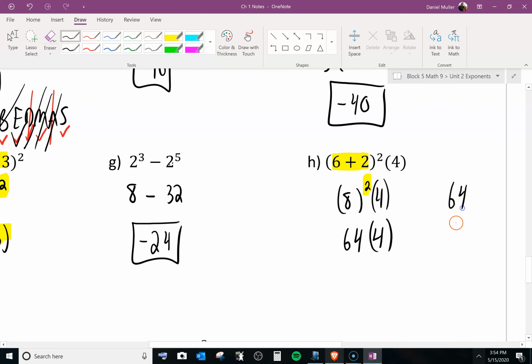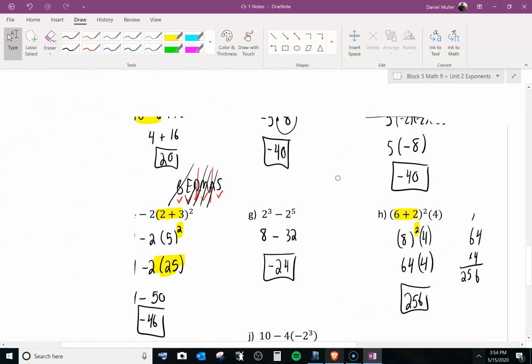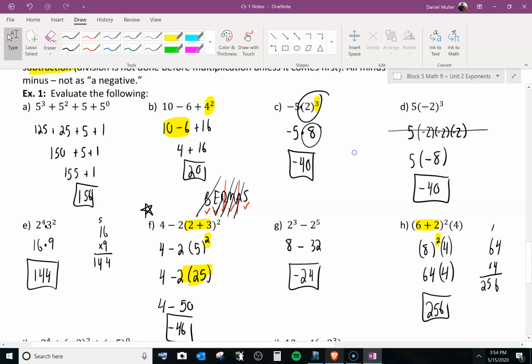Now I actually don't know what that is, so I'll write that out. 4 times 4 is 16. 6 times 4 is 24, plus the 1 is 25. So it's 256. So I'll zoom out here so you can see all of the questions. Of course, the answer key is online as well. And we are almost done. We just got a few more left. Just make sure that you follow Bedmas for all of these simplification questions.